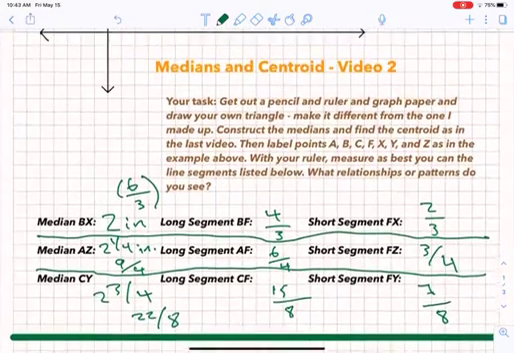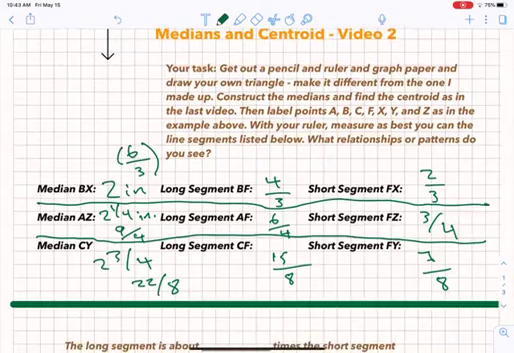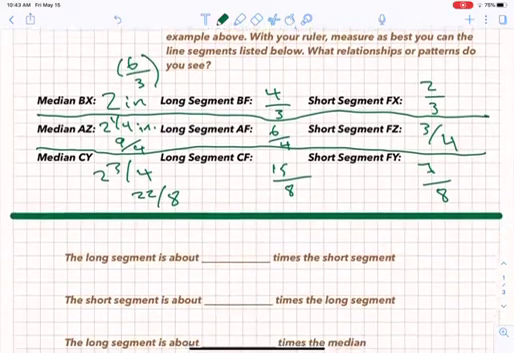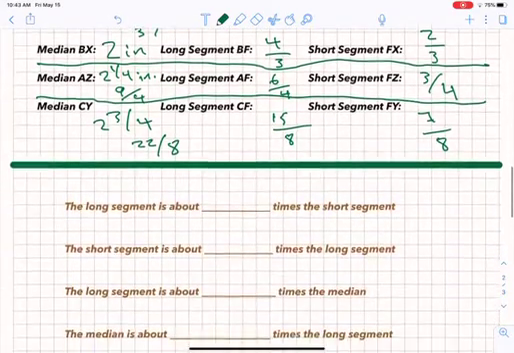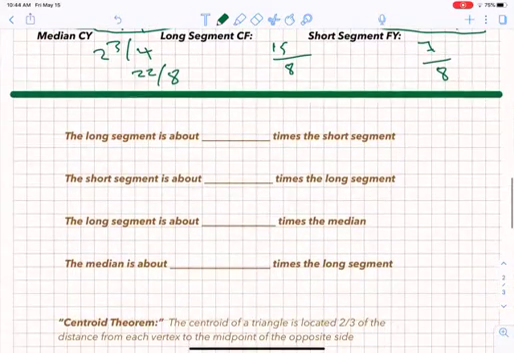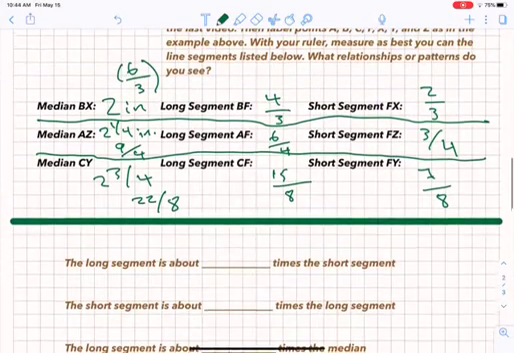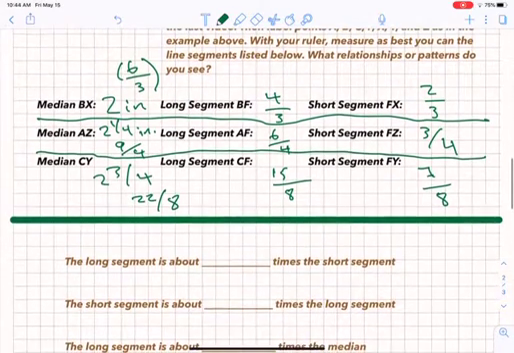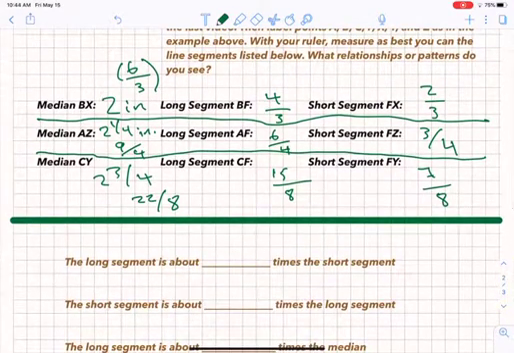So let's take a look here, and I want us to do some analysis based on this admittedly imperfect data, just by pulling out a ruler from my drawer. Okay, but we're going to see here that the long segment in all cases is more or less twice, 2 times the short segment.